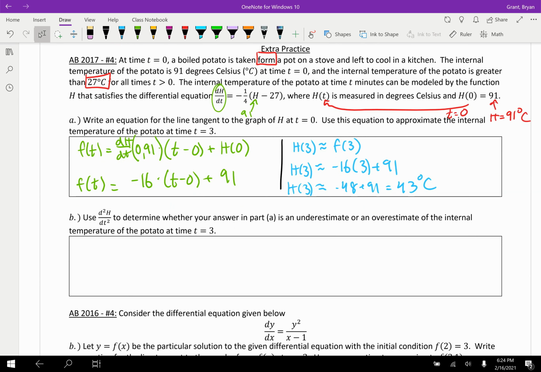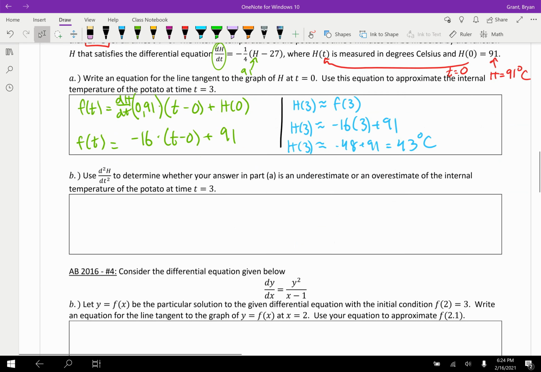All right, part B. Use the second derivative to determine whether your answer in part A is an under or overestimate at t equals 3. Okay, well, let's find the second derivative first, right? So we are going to start with this guy up here, dh dt.